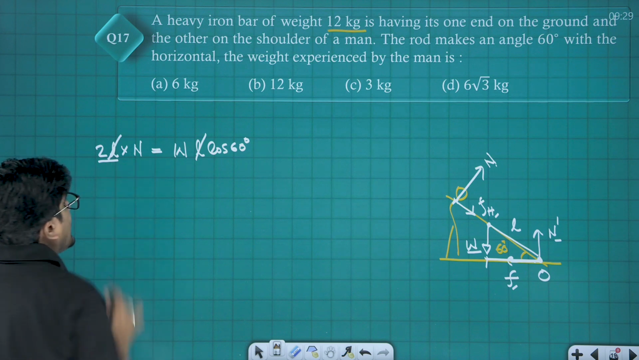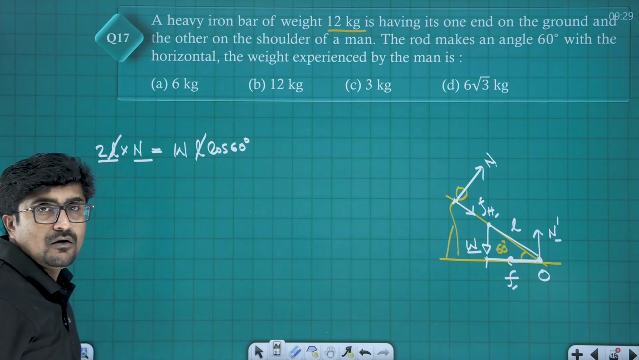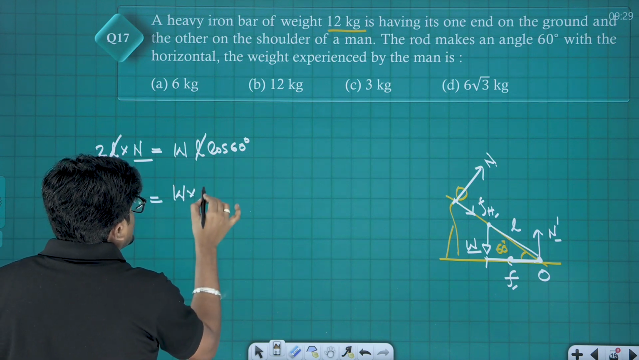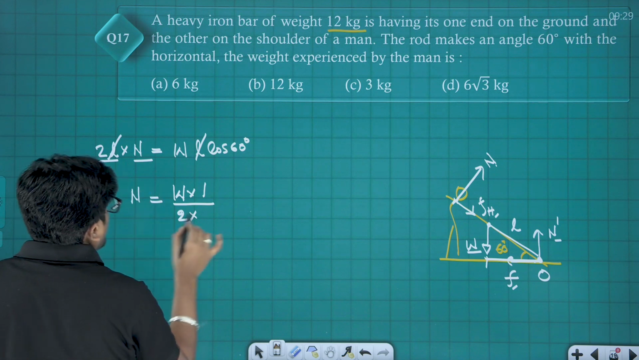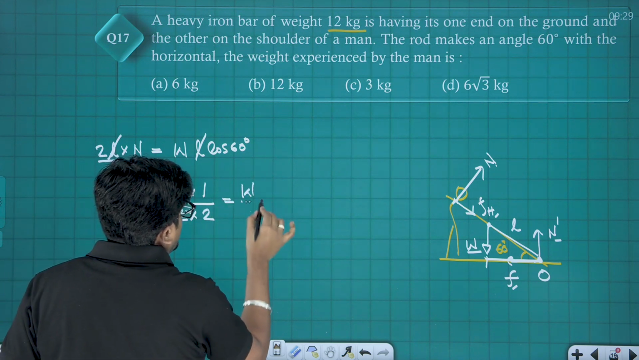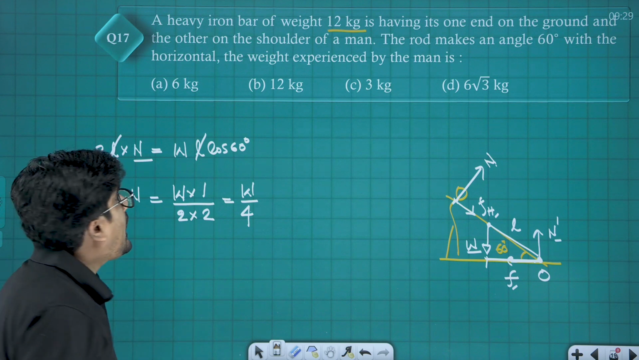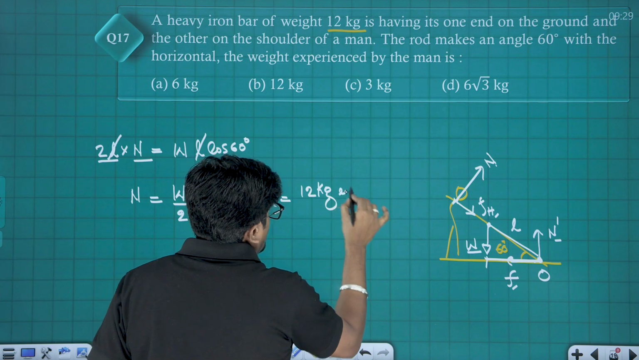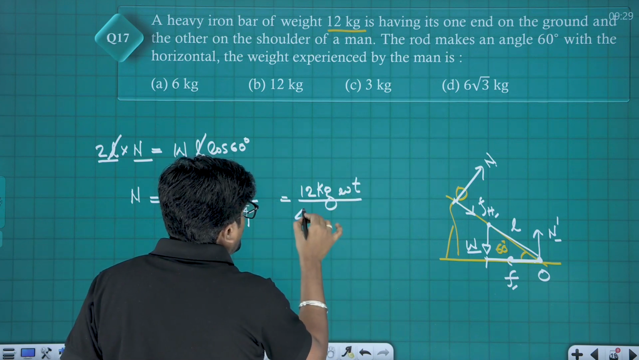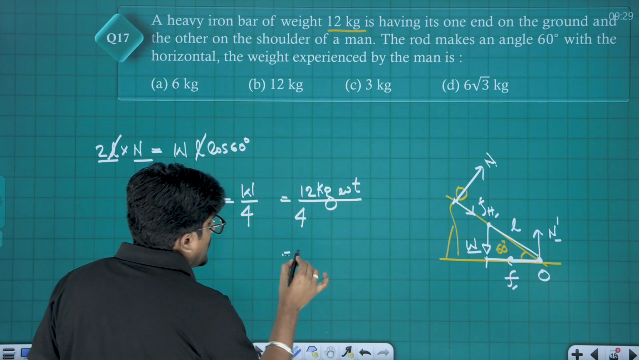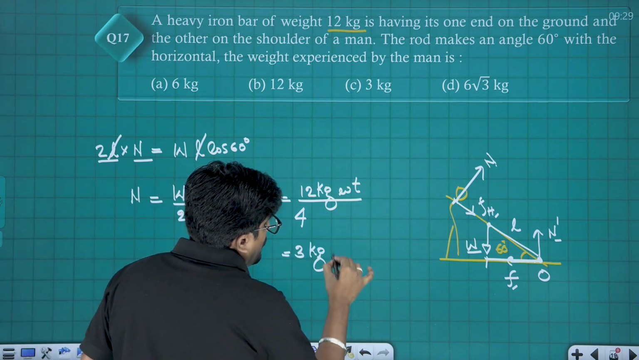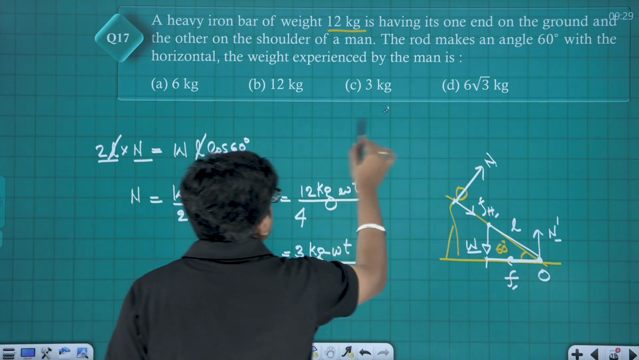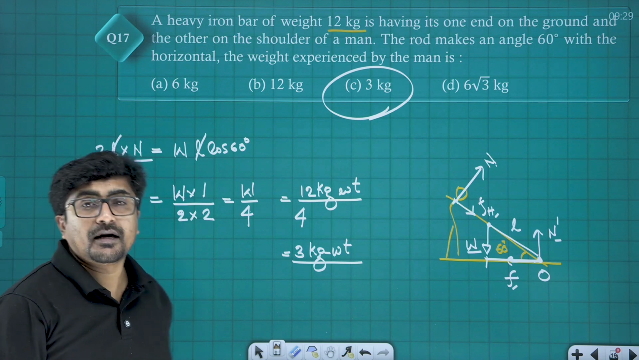So here L and L will cancel each other. What we need is N. Okay. So now N is equal to W into cos 60, which is 1 by 2, and here I have got 2. So basically this is going to be W by 4, and W is equal to 12 kg, that is 12 kilogram weight, all divided by 4. So here this is going to be 3 kilogram weight. That means weight of 3 kilogram mass. That means option C needs to be the correct answer.